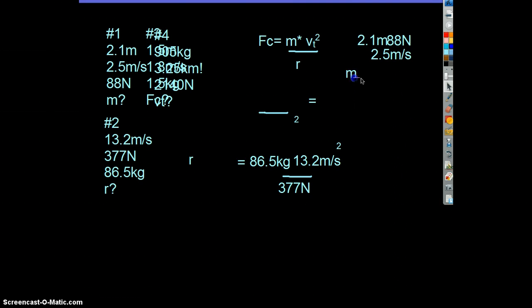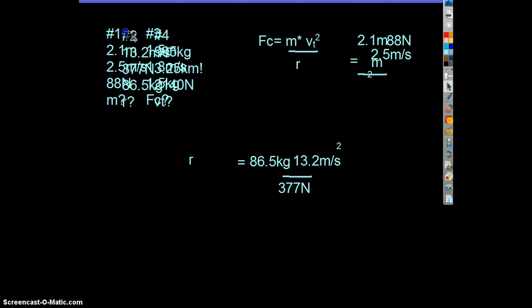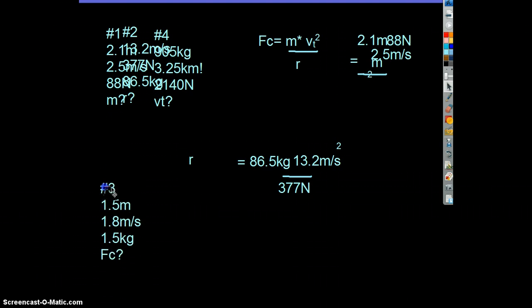Just kind of moving this stuff out of the way so that we may continue with what we're doing. Okay, time for number 3. Now this time we don't have centripetal force. So in this problem, a dog sits on a merry-go-round. Now that's just insane. Who'd put their dog in a merry-go-round unless they're just mean people?